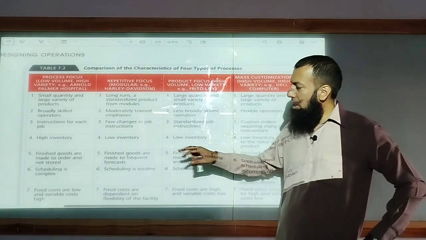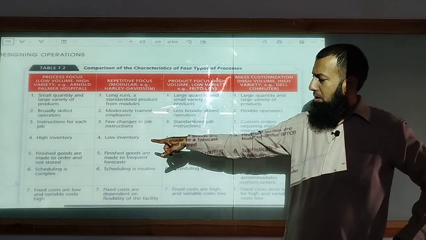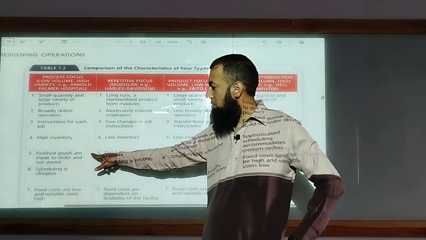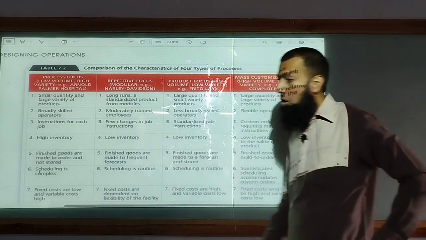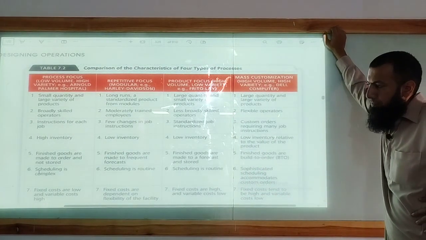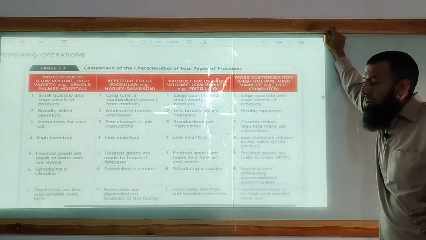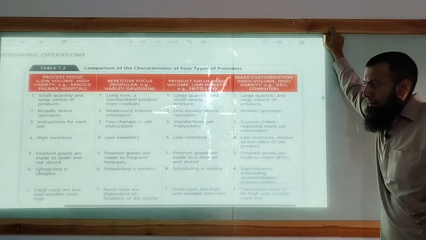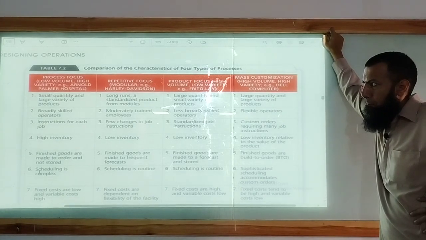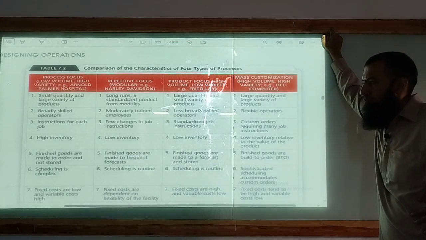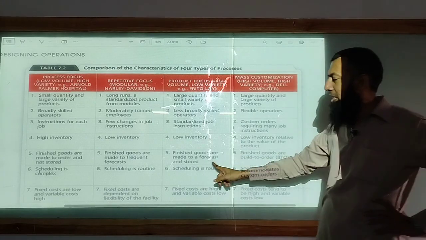And the other important aspect is scheduling. Complex. Finished goods are made to order, not stored. So you see, you cannot store it. Finished goods are made to frequent forecast. Obviously सर मेडिसिन होंगी जो तो उसको यूज़ करना पड़ेगा ना, रोक सकते हैं, स्टोर नहीं कर सकते ना। जैसे प्रोसेस फोकस के अंदर हॉस्पिटल्स होते हैं, उनके मेडिसिन आप Finished goods are made to a forecast and stored.